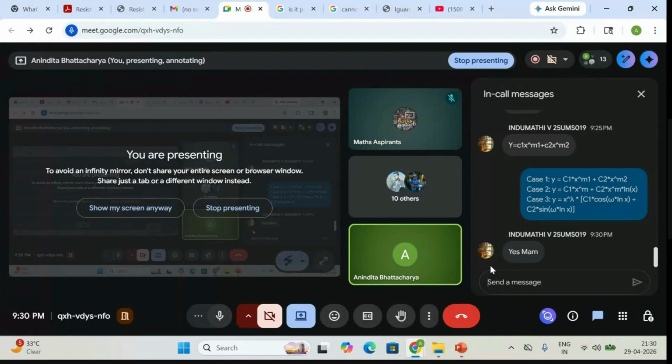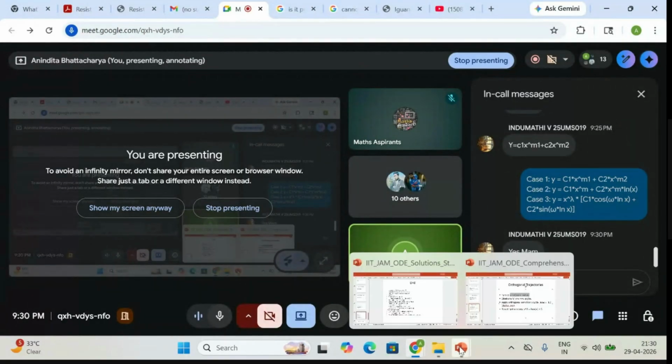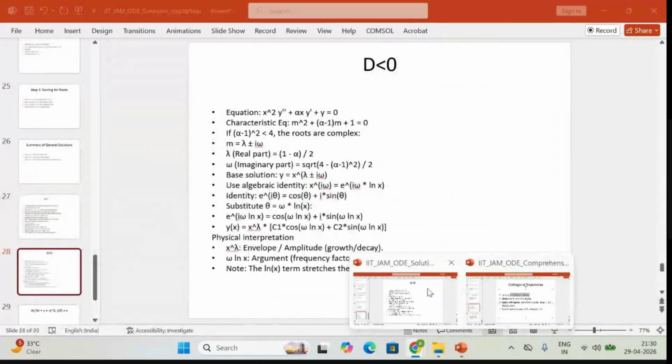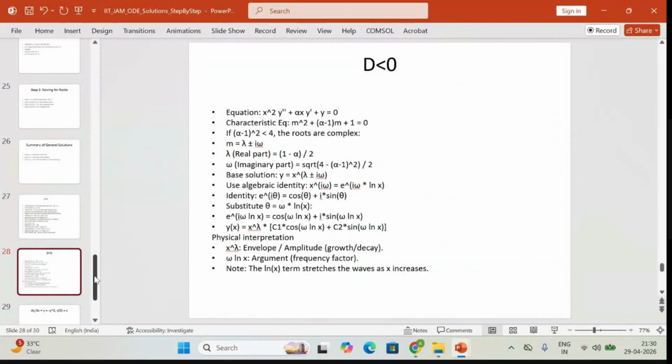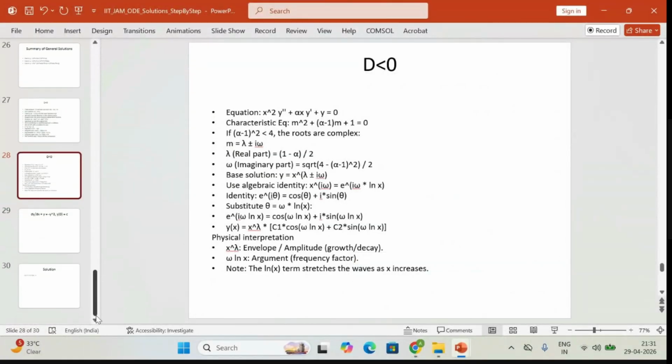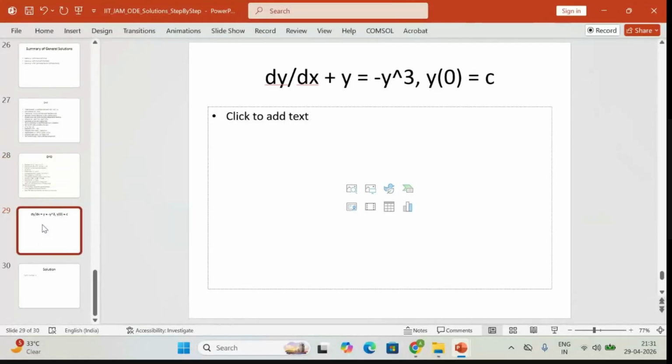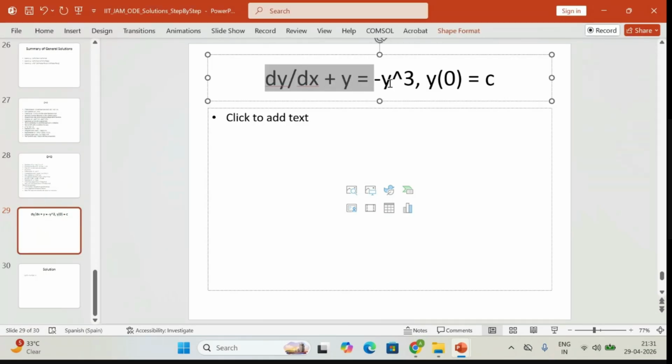Okay. So I will finally go on to the next problem. This is very easy. dy/dx plus y equals... okay, this is actually not very easy. So you can copy the question and try it at home. I can copy paste the solution. We can discuss the solution next time.